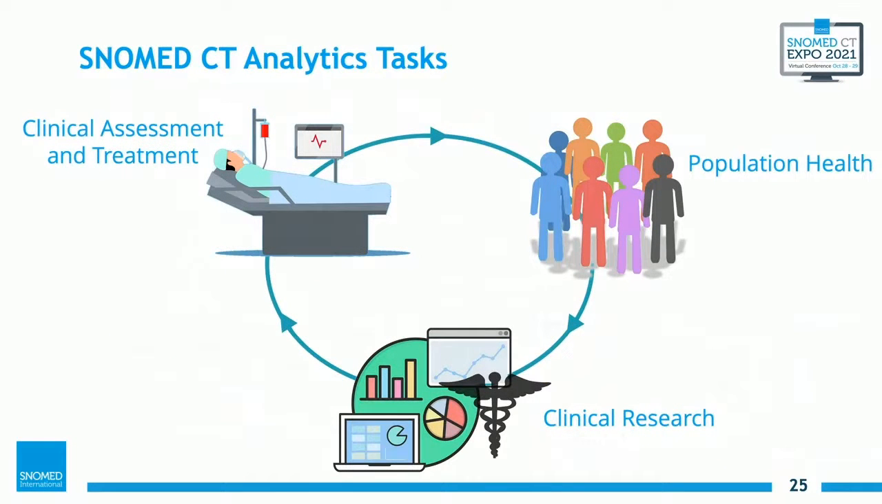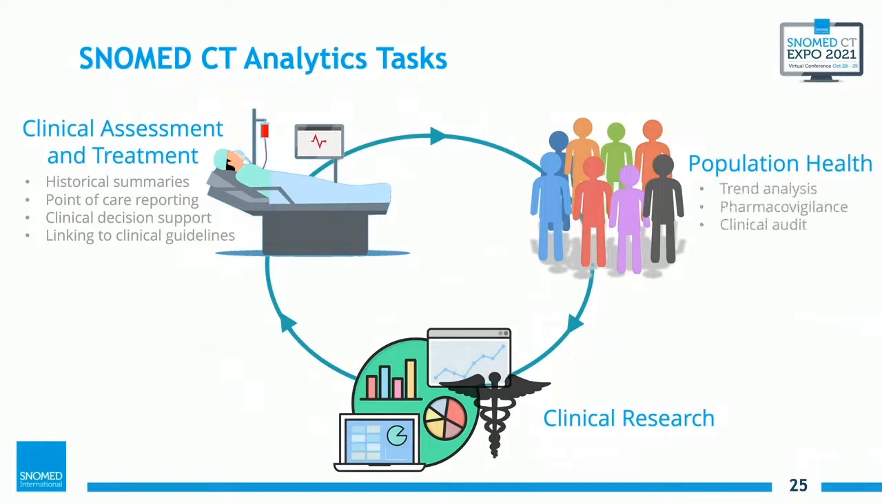Now, these are the three broad categories of data analytics tasks we showed you earlier. So here are just a few examples of the kind of tasks that SNOMED is used for in each of these categories. For clinical assessment and treatment, SNOMED CT is used to generate summaries of a patient's clinical history, to generate point-of-care reports for reminders, identifying care gaps, and reporting to disease registries, and for clinical decision support, to provide alerts, diagnostic support tools, or links to clinical guidelines that are relevant to a specific condition.